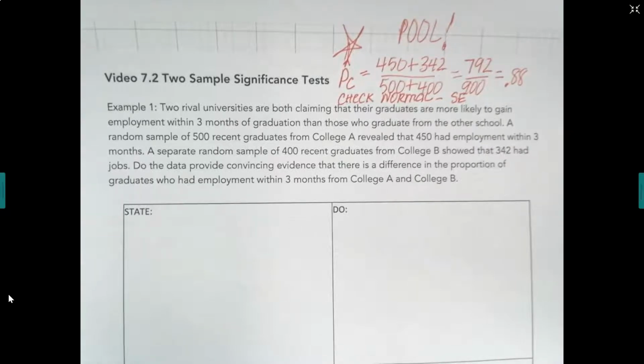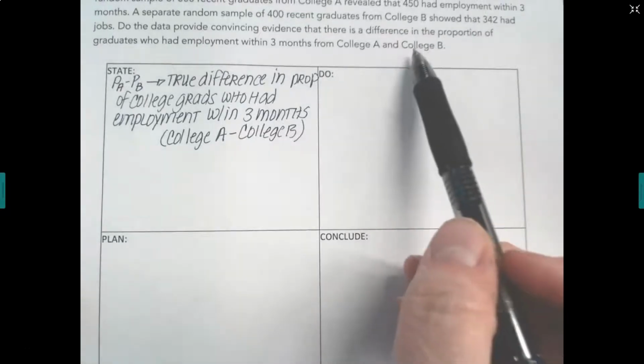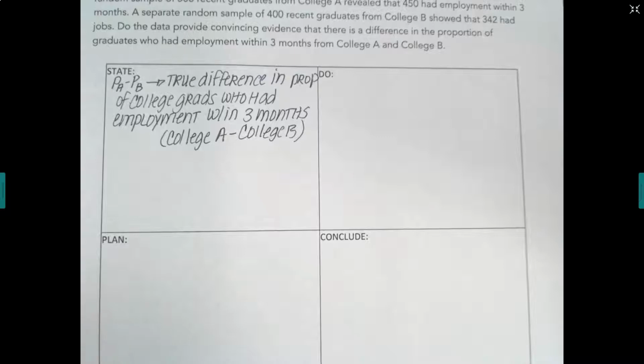All right, so for our hypotheses, we need to start by defining our parameter. So our parameter shows we're going to A minus B here. The true difference in proportion of college grads who had employment within 3 months. I took this straight from the problem to get my context. College A minus College B, so our reader knows how we're going to be subtracting because we were not given an order.